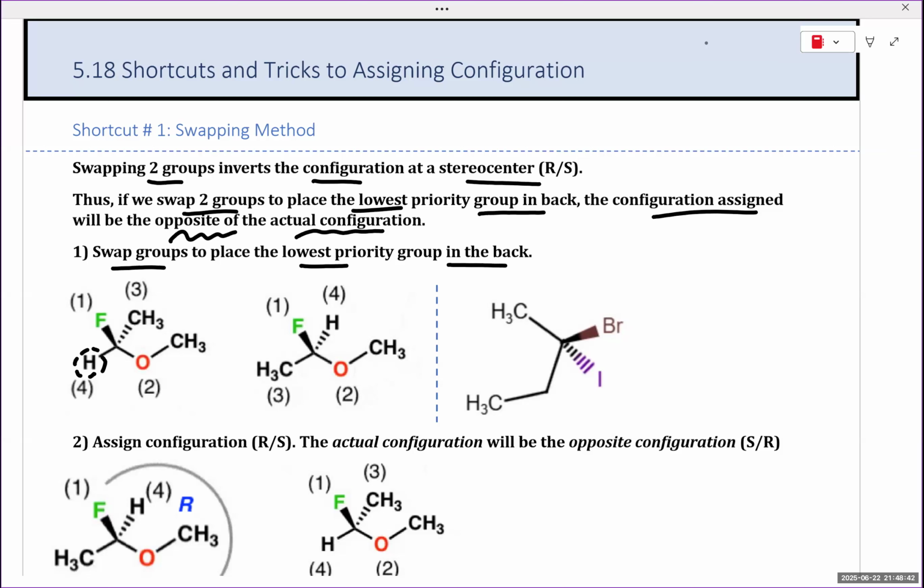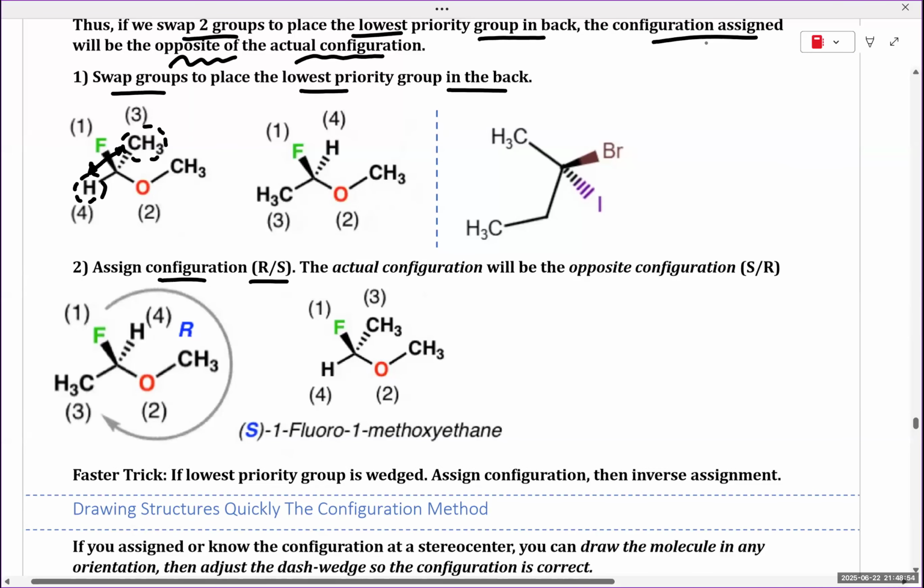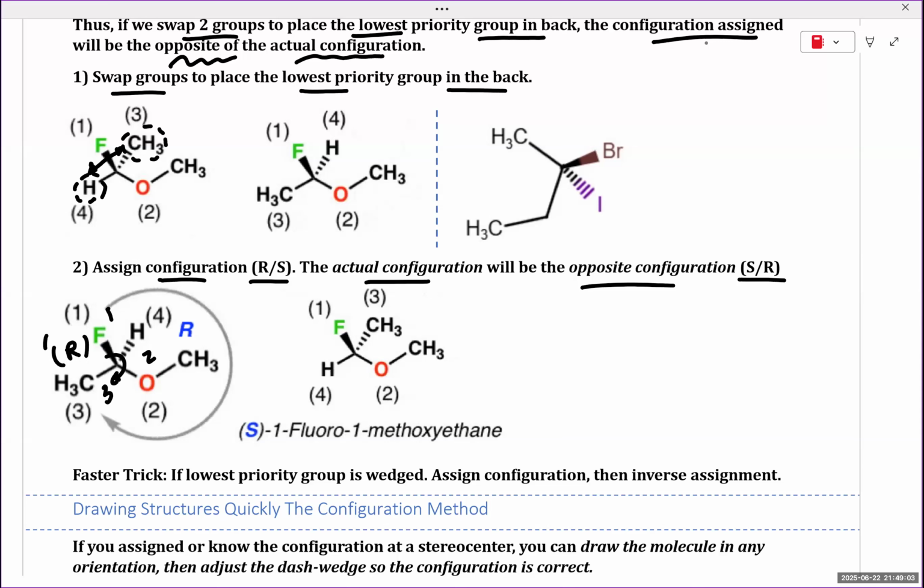So for example, in this case, we'd swap the hydrogen and methyl group. You then assign the configuration as R or S, and the actual configuration will be the opposite configuration. So in this case, this gives us an assignment of R, but we convert our R assignment to S to account for the swap that we did. A faster trick that you can use is that if the lowest priority group is wedged, you can assign the configuration and then inverse your assignment.